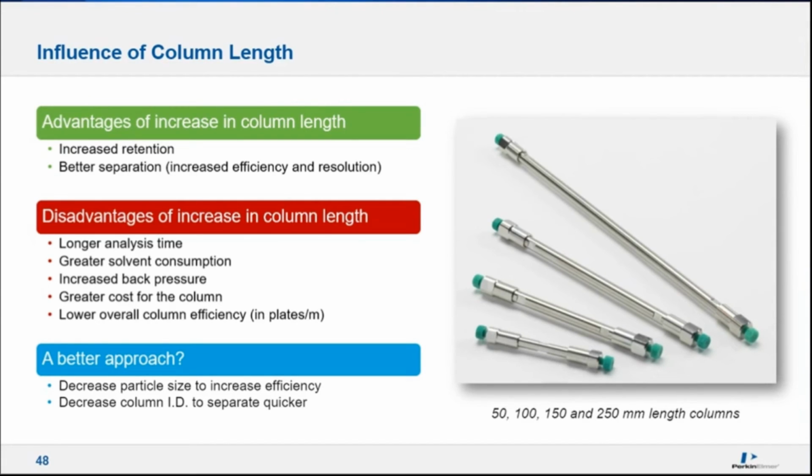Again, as I previously mentioned, a better approach would be decreased particle size and also to think about decreasing column ID. Another way of doing this would be to look at alternative stationary phases to improve the resolution and maybe even shorten the analysis time for the separation.